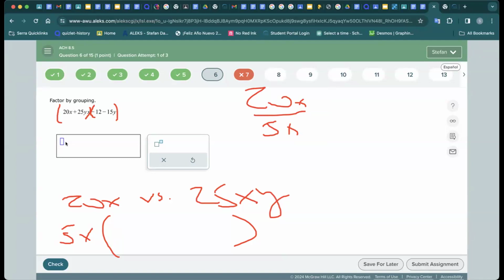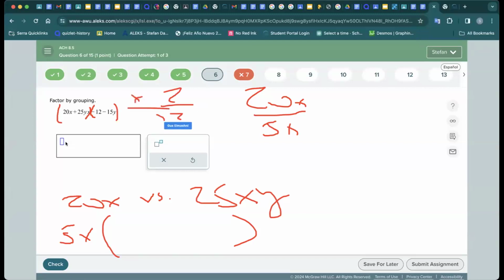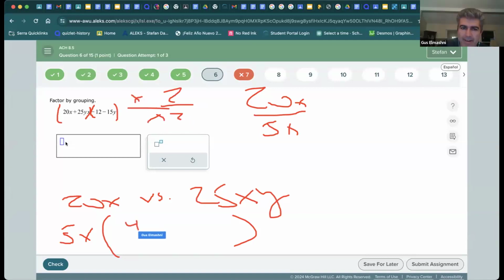X divided by x. Okay, what's 2 divided by 2? 1. So what's x divided by x? 1. Yeah. So the answer is 4.